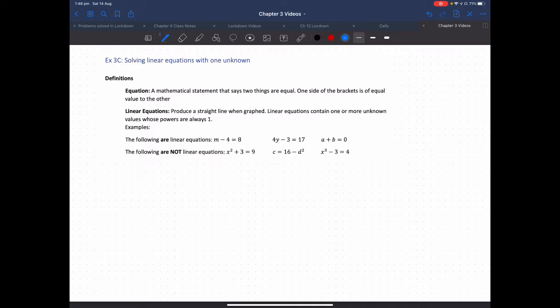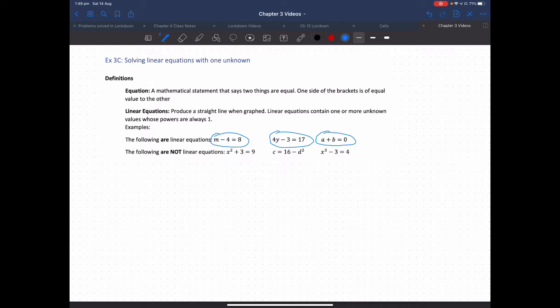We've given you 3 examples. m minus 4 equals 8. So there's just a single m there. Minus 4 equals 8. m does not have a power written on it. The power is really 1, but we don't write that power when it is 1. Second example, 4y minus 3 equals 17. The third example, a plus b equals 0. There are no powers on them.